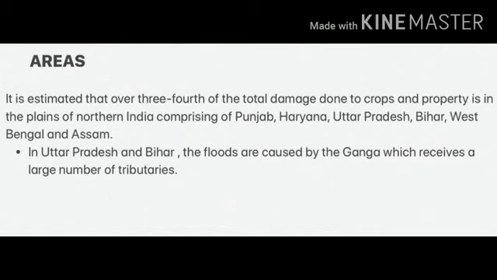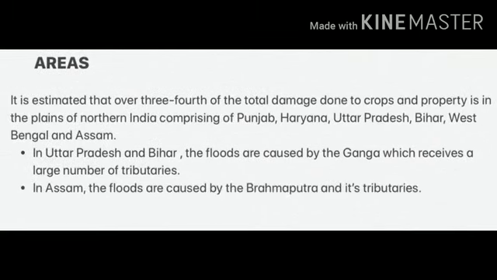This brings huge quantities of water to these areas both from the Himalayan region and from peninsular India, resulting in devastating floods. In Assam, the floods are caused by the Brahmaputra and its tributaries like the Dihang and the Lohit. In the Brahmaputra basin, floods are almost an annual feature. The main cause of floods here is heavy rainfall amounting to over 250 centimeter during the rainy season.